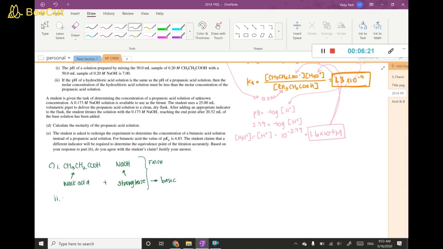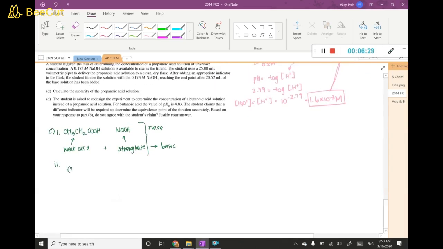pH of a propanoic acid solution, then the molar concentration of hydrochloric acid must be less than the molar concentration of propanoic acid. Okay, so let's try to understand what the nature of a strong acid versus a weak acid does. If you guys remember strong acids from my previous video, they dissociate 100%. So if I have 5 molarity of HCl, I'm gonna have 5 molarities of H+. However, in a weak acid, less than 5% will dissociate, right?